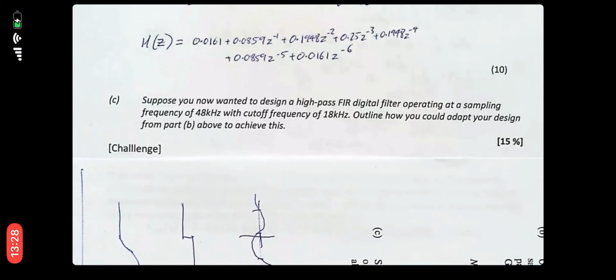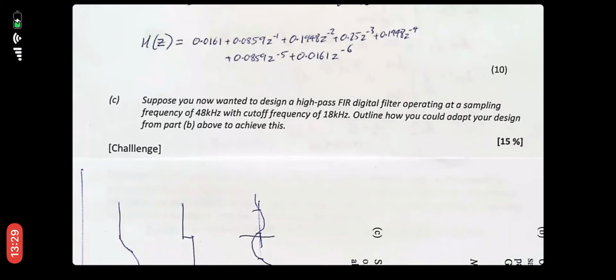What does our high pass filter mean? Where's the highest possible frequency? Sampling frequency is 48 kHz, so 24 kHz. Okay. So suppose it's high pass from 18 to 24 kHz. What's that range from 18 to 24? How far is that? 6 kHz. Okay, we've just designed a low pass filter to work at 6 kHz.